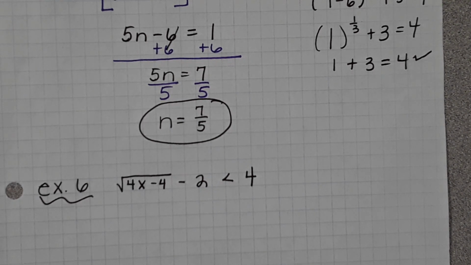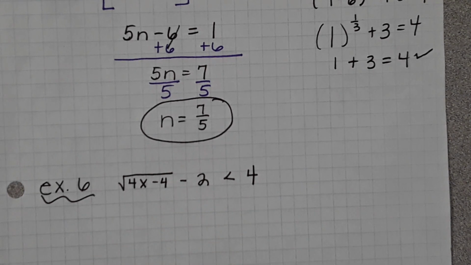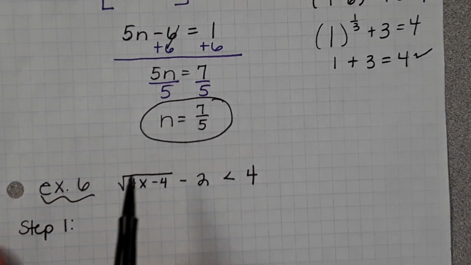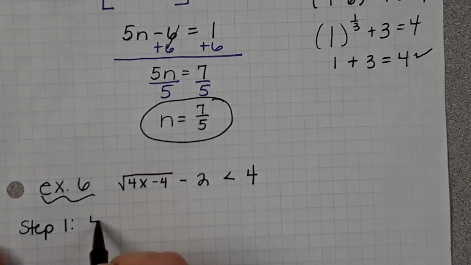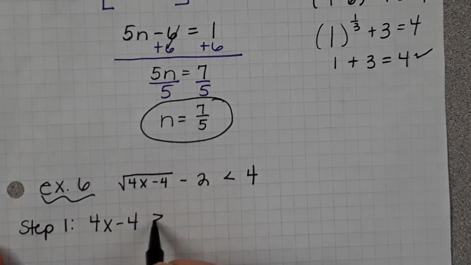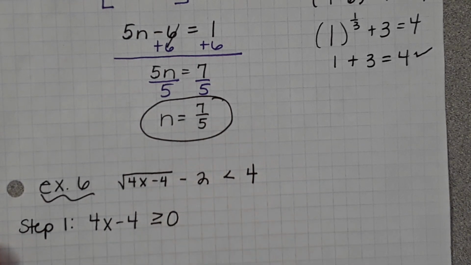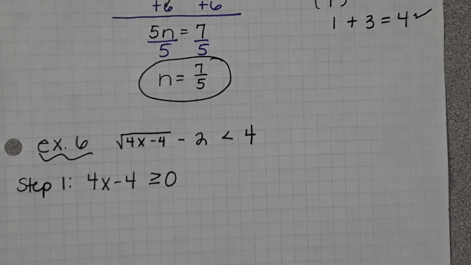So underneath the square root, the smallest number that can be underneath the square root and still get a real answer is 0. So step 1. Take what's underneath the square root and you want it to be greater than or equal to 0. Because it's a less than, it's going to be in between two numbers, so you want to make sure that the smallest number under the square root could be 0.